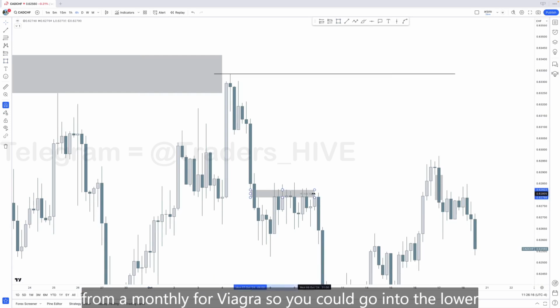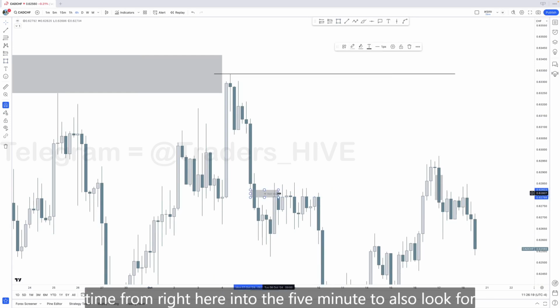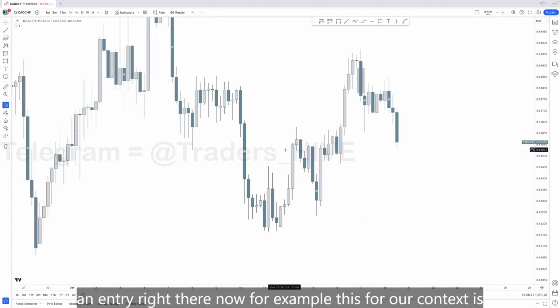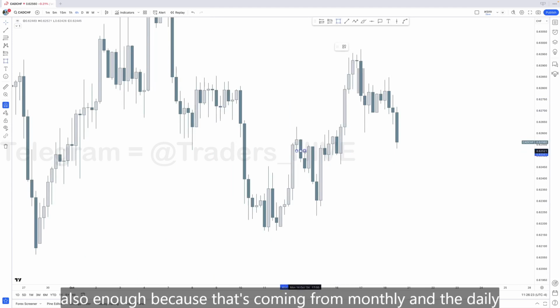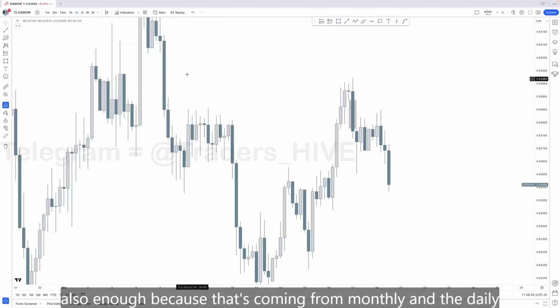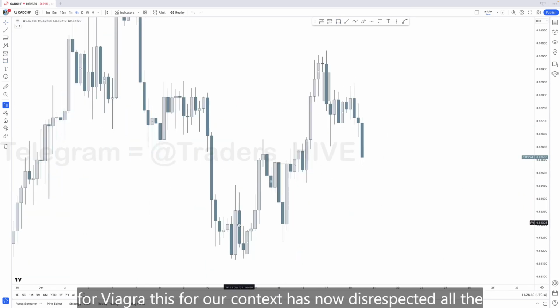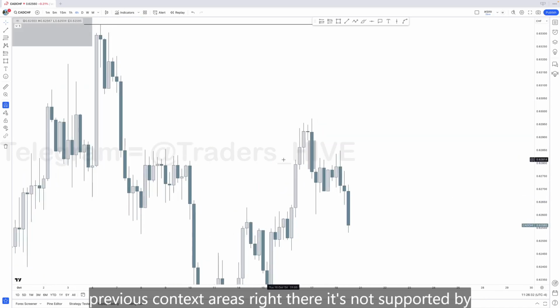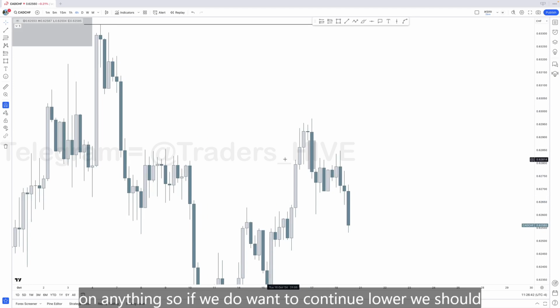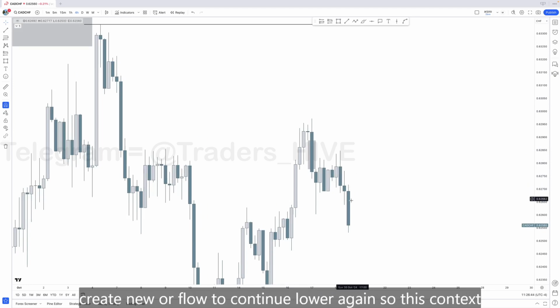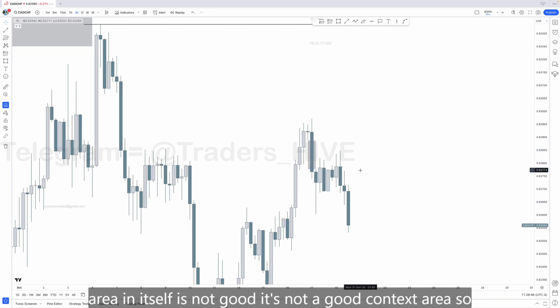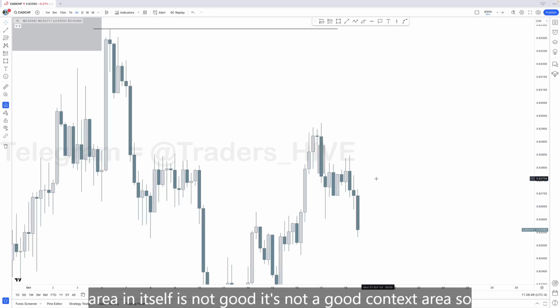So you could go into the lower time frame right here, into the 5 minute, to also look for an entry right there. Now, this 4-hour context is also enough, because it's coming from the monthly and the daily fair value gap. This 4-hour context has now disrespected all the previous context areas right there. It's not supported by anything anymore. It's just a random order flow leg right there. We could even argue it's fake order flow. It's not based on anything. So if we do want to continue lower, we should create new order flow to continue lower again. So this context area in itself is not good. It's not a good context area.